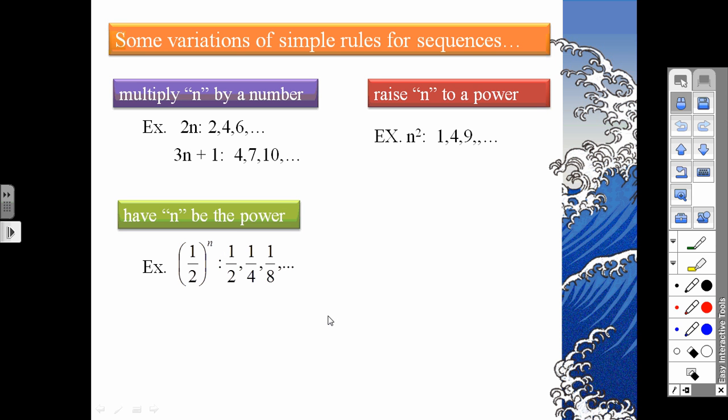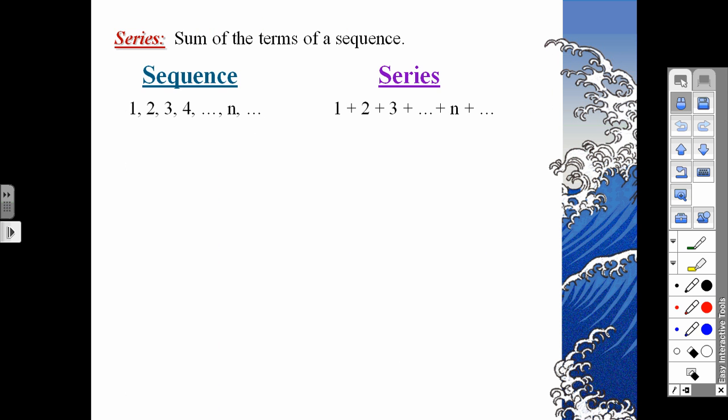All right, and you can do any kind of combination of these things to get your rule. All right, so what is a series and how is it different from a sequence? Well, a series is just taking a sequence and adding up all the terms. So if we look here, our sequence 1, 2, 3, 4 versus our series 1 plus 2 plus 3 plus 4, and you can keep going as far as you want to go.